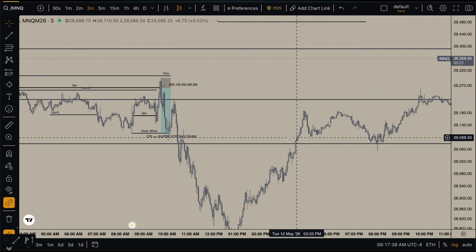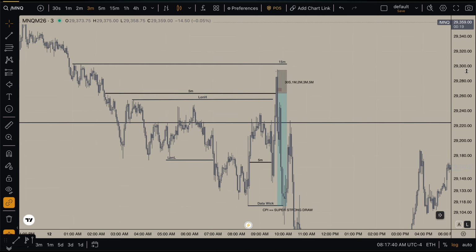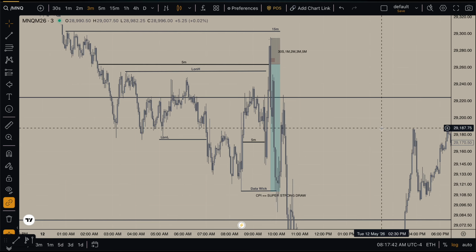Pretty much called it to a T, but what did I do? I set what I wanted to see, I waited for it, and I reacted on it. And that's all you guys need to be doing.